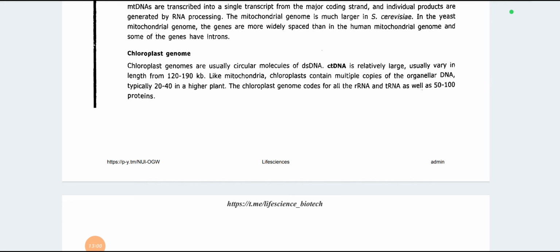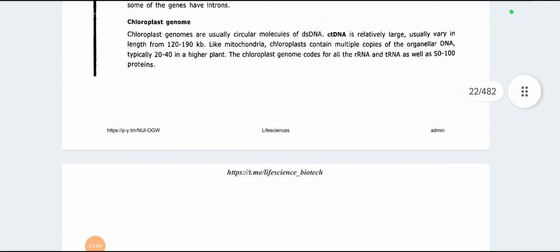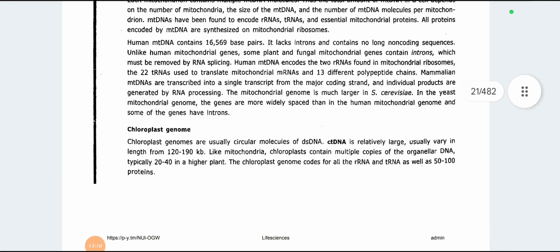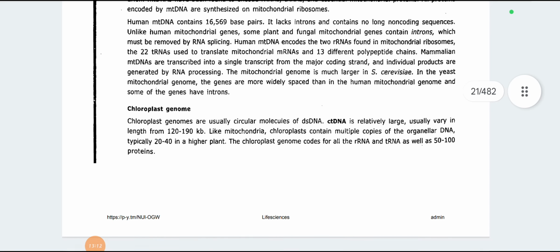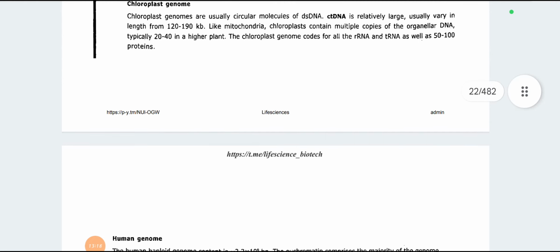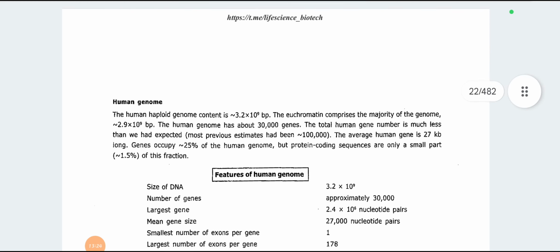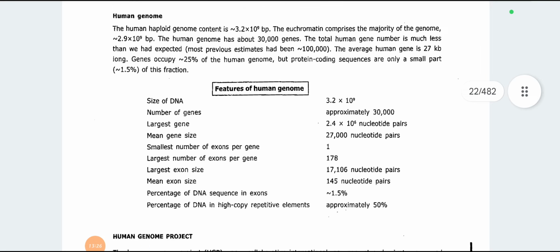And what about the chloroplast genome, which consists of circular molecules of double-stranded DNA, called ctDNA, or chloroplast DNA? Its length is around 120 to 190 kb, and it contains multiple copies of organelle DNA, typically 20 to 40 in higher plants. The chloroplast genome codes for all rRNA and tRNA as well as some proteins. So that was the organelle genome.